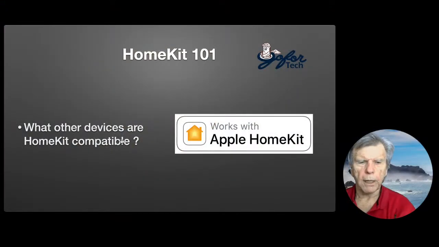So the next category is locks. Let me just give you a couple examples how I use locks. The door between my garage and my home has a lock on it that automatically locks when I leave the house and automatically unlocks when I return. And the way it knows that is because it senses my iPhone.